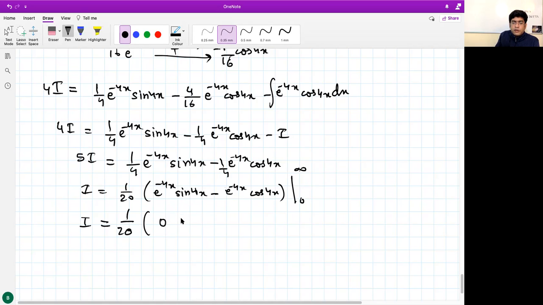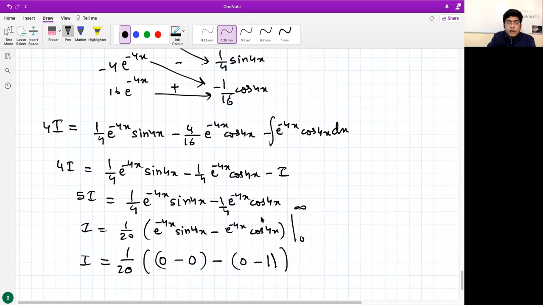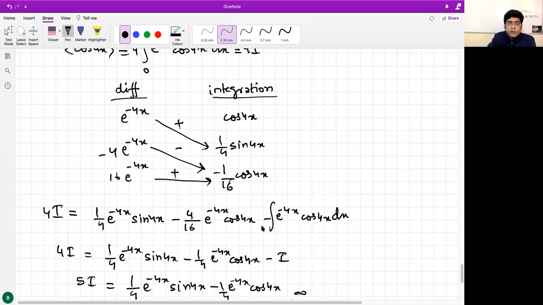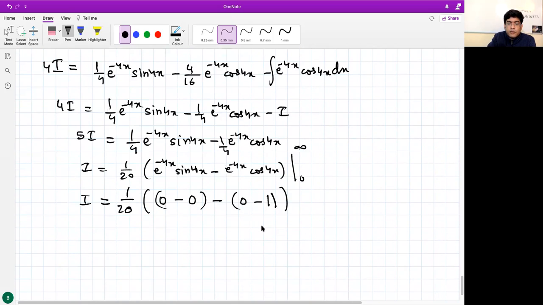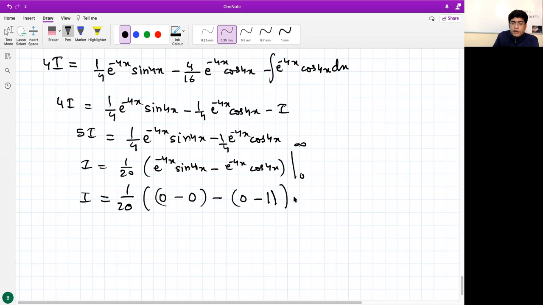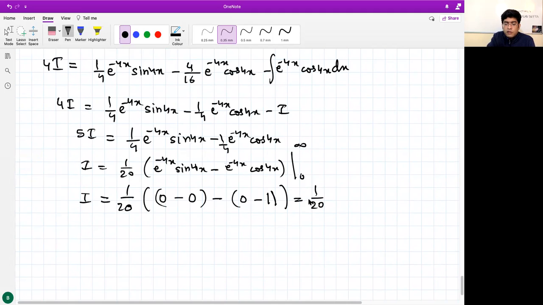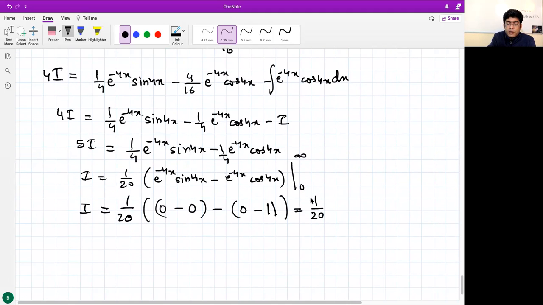The next term is also 0. Now minus this term, this is again 0, because this will be 1, this will be 0. Now this one is 1, this is 1. So we have this result. All right, so did we make any calculation mistake here? Let's see, what do we get? This is 1 by 20. I don't think we should get 1 by 20.